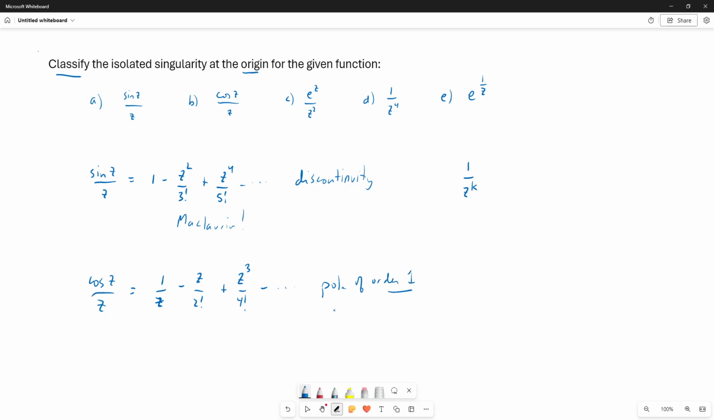And a pole of order 1 is called a simple pole. We have a simple pole. The singularity at the origin is a simple pole for the function cosine z over z. Now looking at e to the z over z squared, e to the z over z squared is equal to 1 over z squared plus 1 over z plus 1 over 2 factorial plus z over 3 factorial plus z squared over 4 factorial, etc.